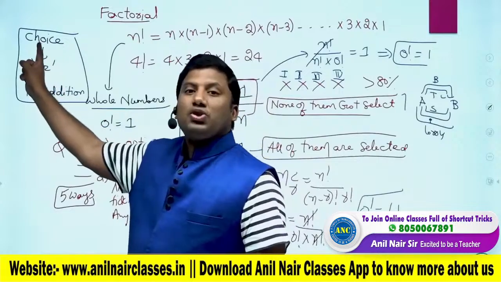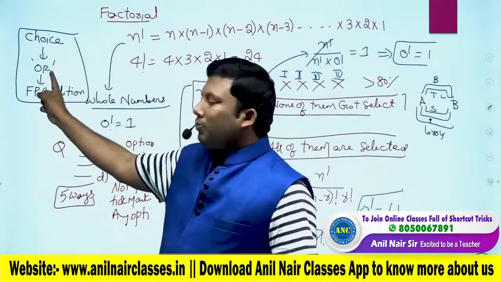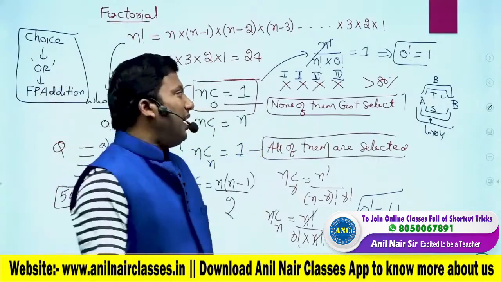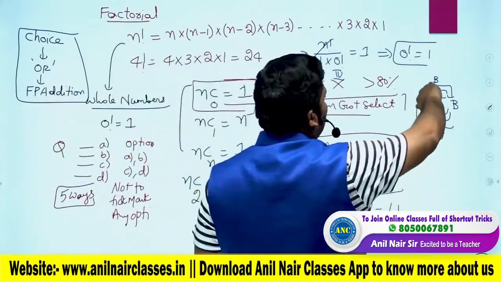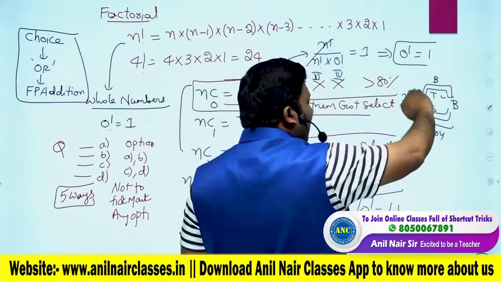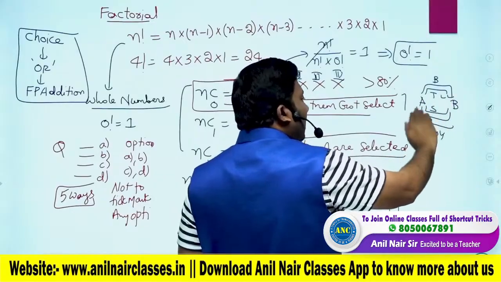I have a choice to make. Whenever there is a choice to make, I will use the or condition. The or condition is nothing but addition. One way, through bike, or through train, or scooty, or through plane, or through lorry.